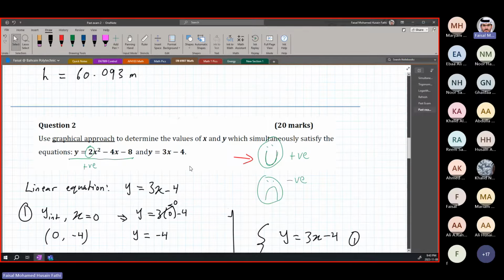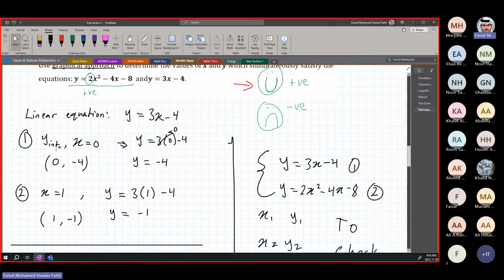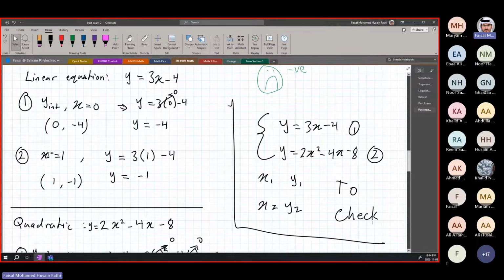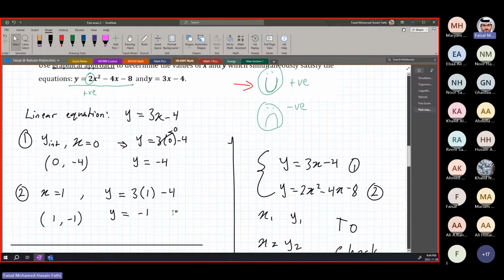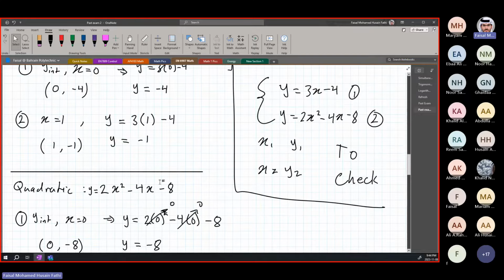I will just repeat very quickly. For the linear equation, you get the y-intercept, x-intercept or any other point. That will make it easier so you don't have fractions. I chose the y-intercept because when x equals 0 I get minus 4. Then I chose a random point, which is x equals 1, because I know when I solve it I'll get y equals minus 1. You can also use the table method that I taught you on the calculator if you want to choose better numbers or whatever. It's up to you, but it should be very straightforward.